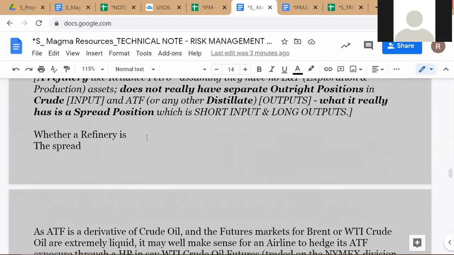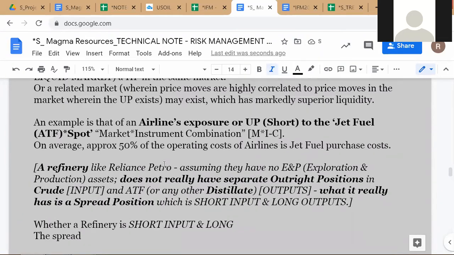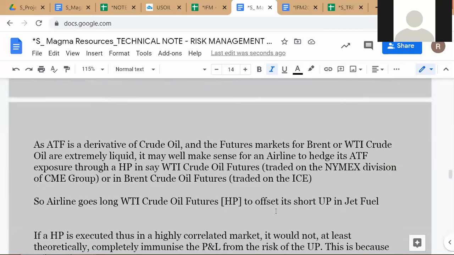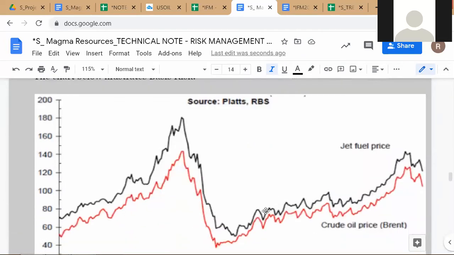So whether a refinery is... we have determined that they do not have separate outright positions. That's not the right way to look at it. We should really look at it as them having a spread position, where they're short inputs and long outputs. Why do we say that?